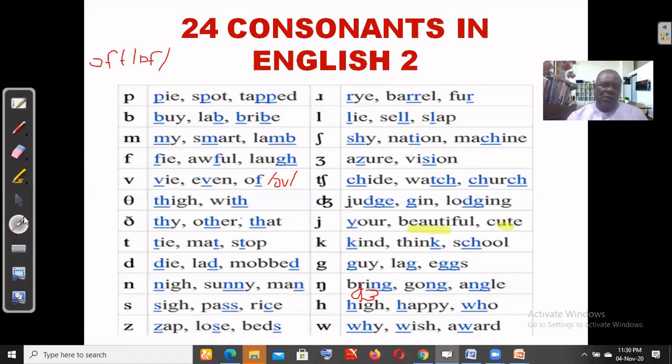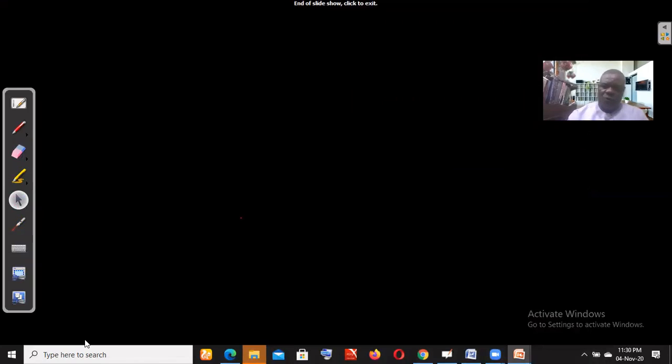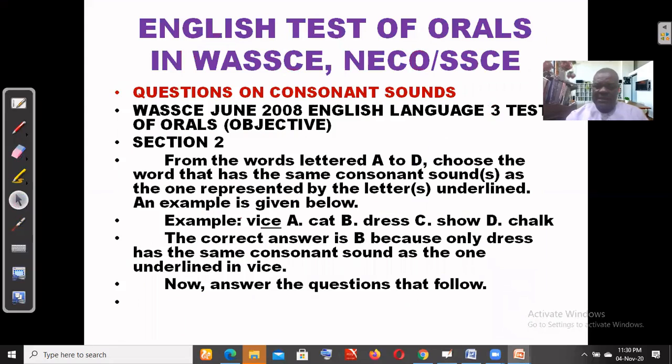So we have been able to look at the various consonant sounds. By the way, there are 24 consonant sounds in English, and we have been able to look at them one by one. I think that is all that we need to see. So let's now go back to our questions. We have seen that we took our questions from Wassce June 2008 English Language 3 Test of Orals. And the questions are in section B, which are questions on consonant sounds. Now let's proceed to the questions directly.